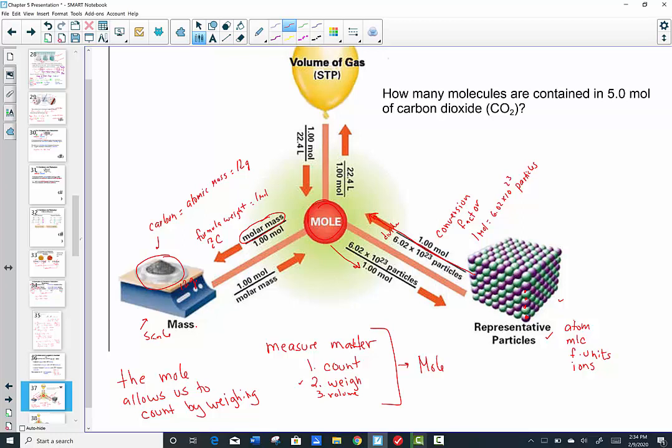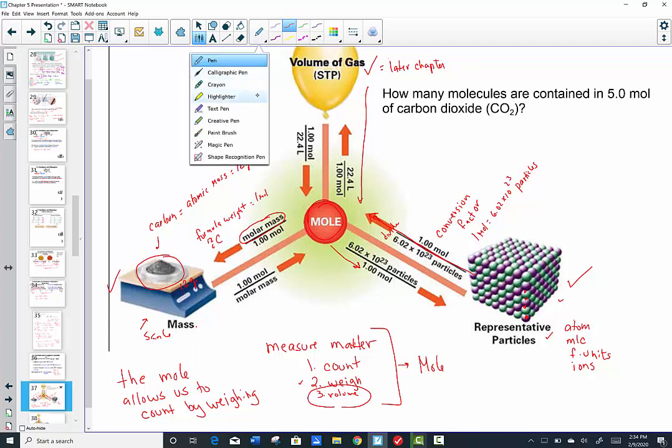The mole is an exchange unit. It allows us to measure matter by counting, by weighing, or by taking a volume. But all roads lead into and out of the unit mole, the central calculation. Now I'll comment, the volume, there is a third type of measurement. When we take a volume, let's say in liters, we're measuring a gas. So this will come out in a later chapter when we study our gas laws.